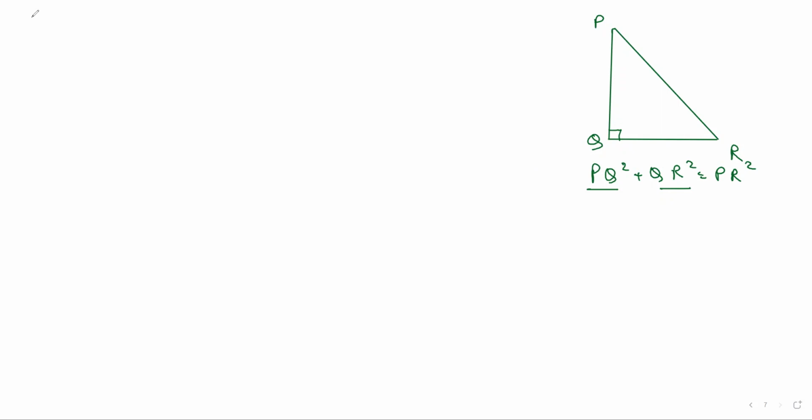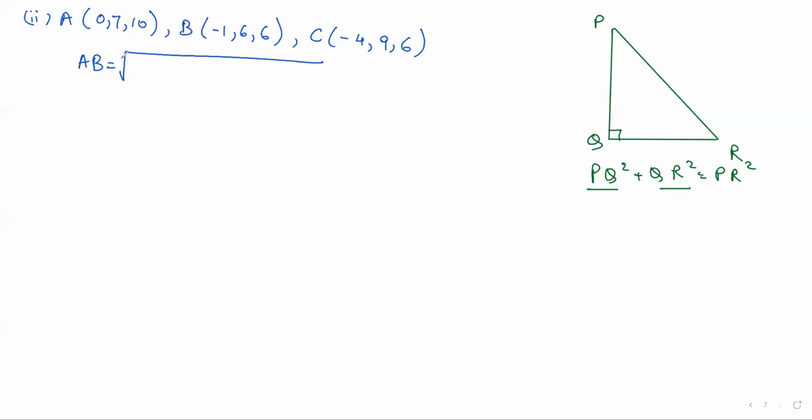The given points are, we are assuming them as A (0, 7, 10), B (-1, 6, 6), C (-4, 9, 6). So AB is equal to root of -1 minus 0 is -1 whole square, plus 6 minus 7 is -1 whole square, plus 6 minus 10 is -4 whole square. This is root of 1 square plus 1 square plus 16. This is root 18. This is 3 root 2.